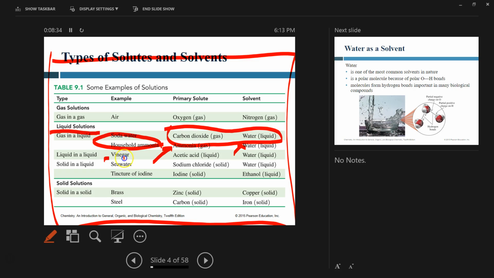Liquid in liquid, well, vinegar or vodka, which is more fun, okay? Still, it's the solution of a liquid. In case of vinegar, it's going to be acetic acid. In case of vodka, it's going to be ethanol in water. So far, we good?